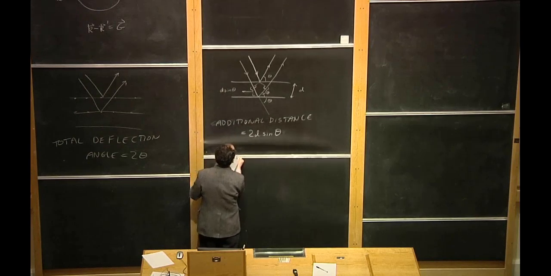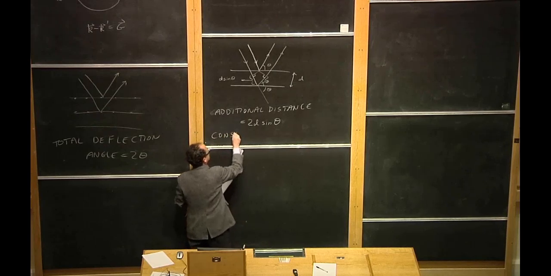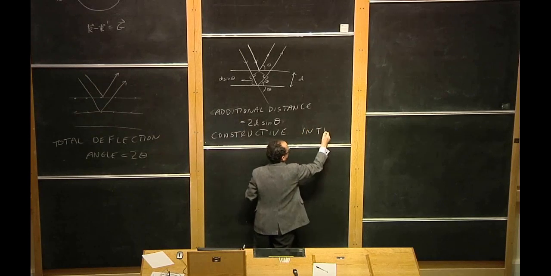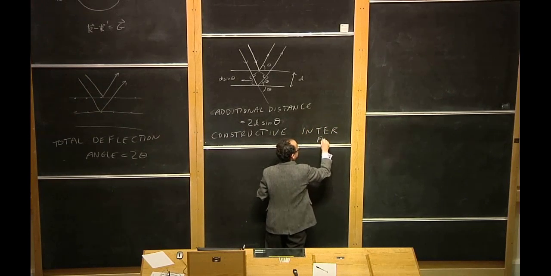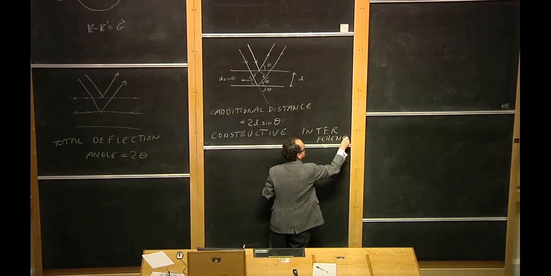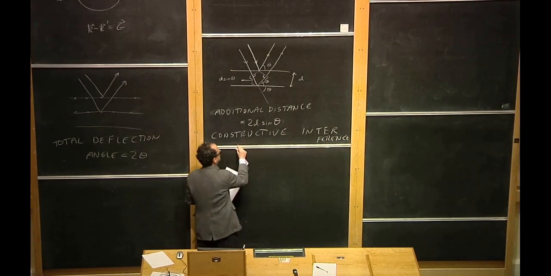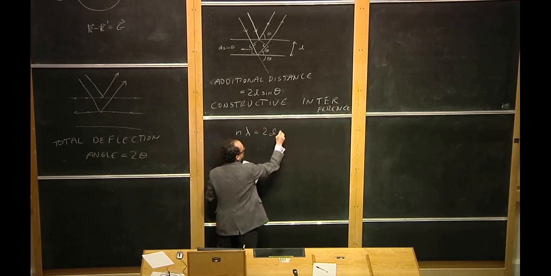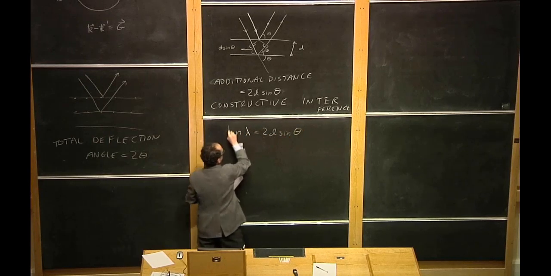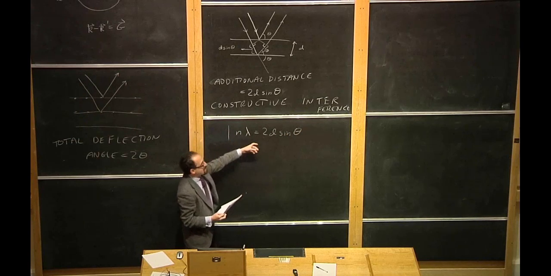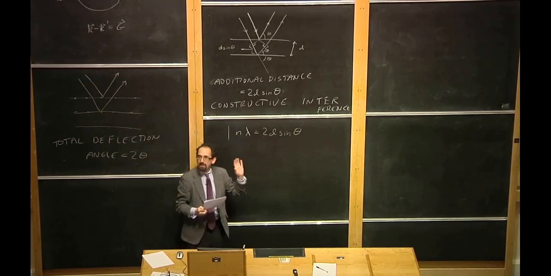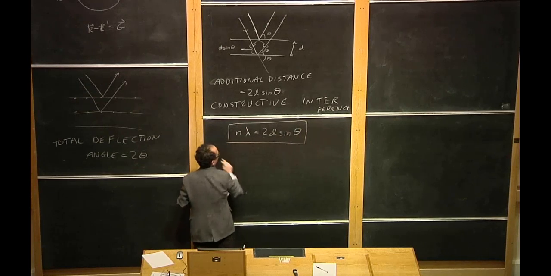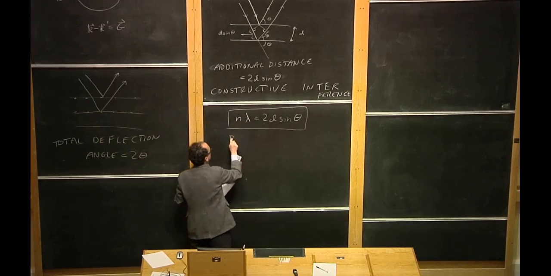To get constructive interference, I think as the term goes on, my writing gets worse. So we get n lambda equals 2d sine theta. You have to have an integer number of wavelengths contained in that extra distance. Does that all look familiar from previous years? Yeah, okay. So I'll put a box around it because it's an important equation. This is known as the Bragg condition.